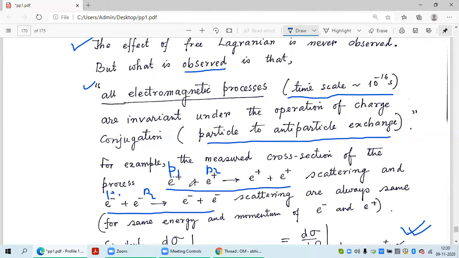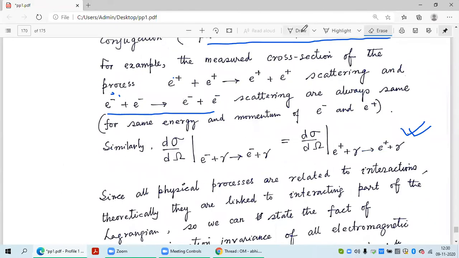Momentum and energy are not intrinsic charges. If you only change the intrinsic charge, you will find the measured cross section at that energy will always be equal for these two scatterings, and also for this scattering. Electron-photon scattering in the laboratory, if you measure the differential cross section at the same energies, it is the same.